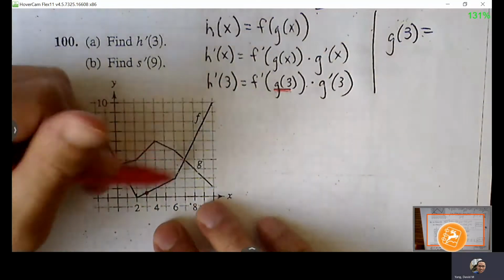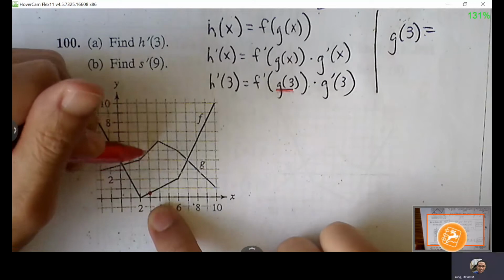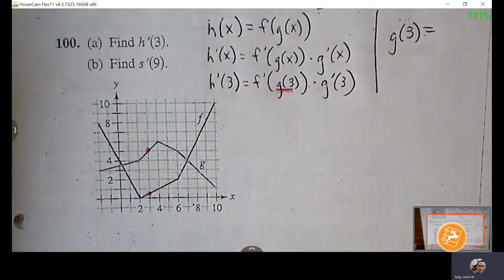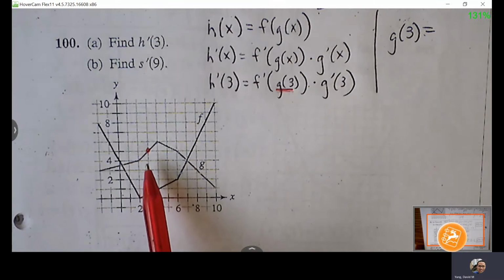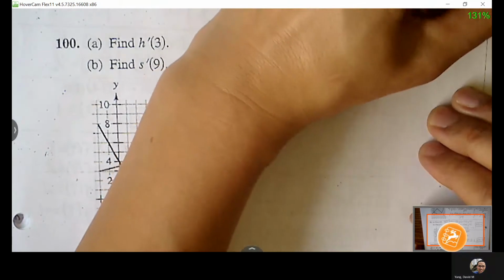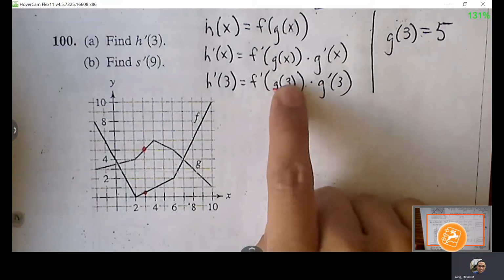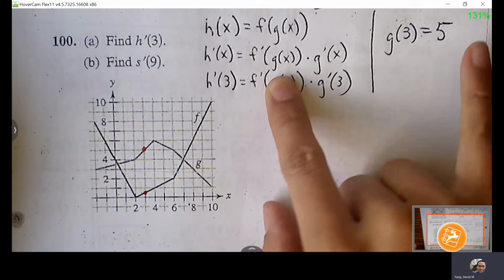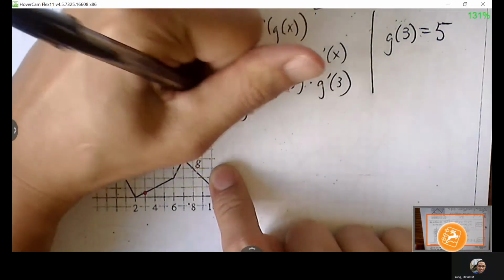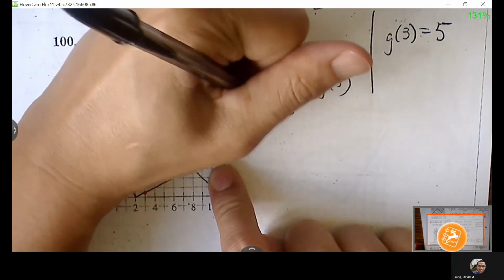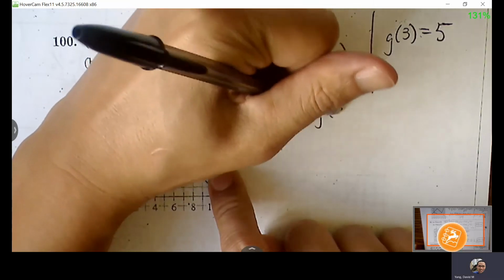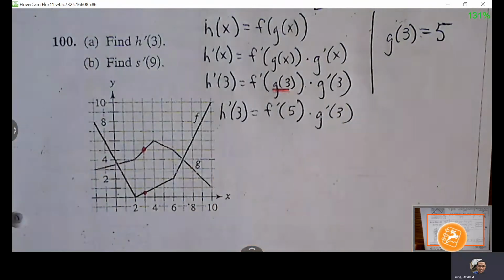Oh, sorry, that's F. Okay, up here. Okay, what's G of 3 equal to? 5. Okay. So this G of 3 is going to be completely removed. In place of it, we're going to place 5 in there. Okay, do we see that substitution?